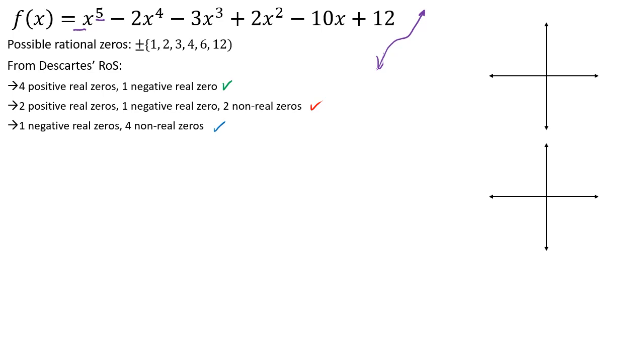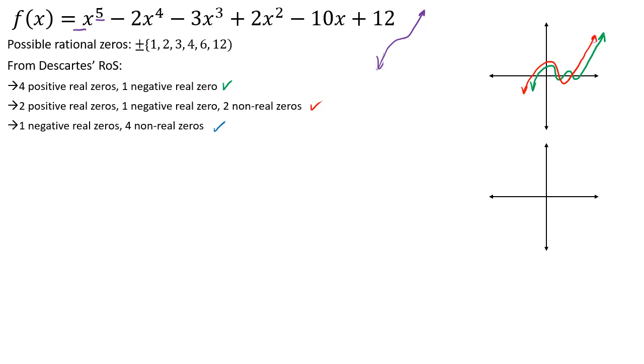So anyway, going back to these options, right? The green option, we could have our 1 negative zero and then 4 positive real zeros. So it could do something like that. The red option, we could have our 1 negative zero and then our 2 positive, and then it does something like that.